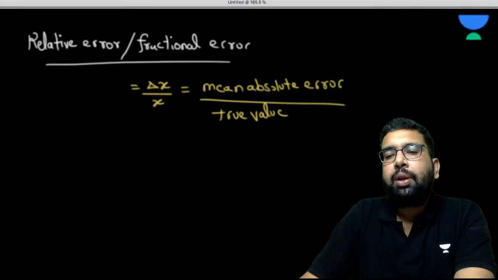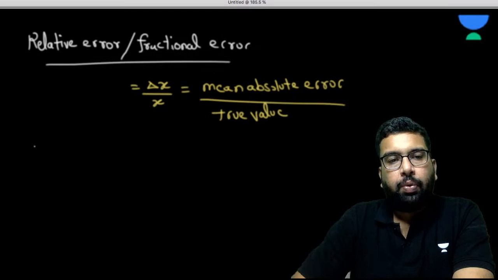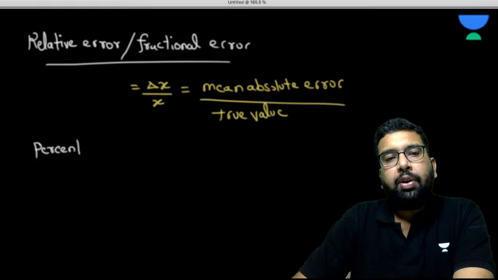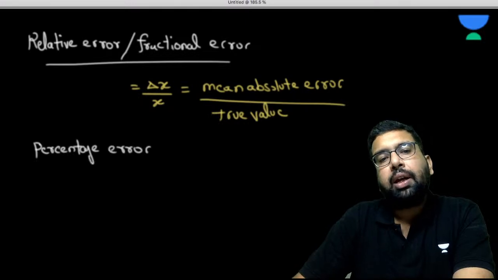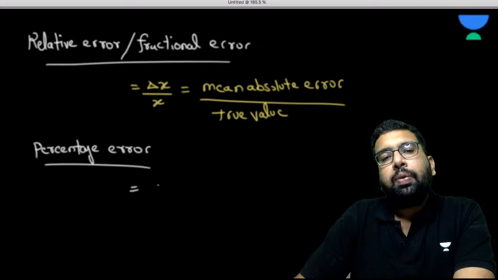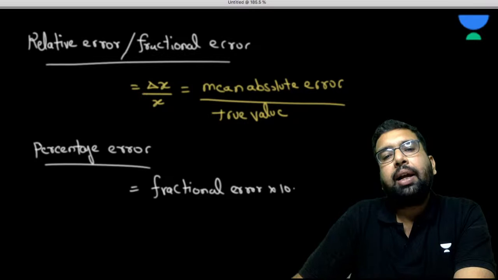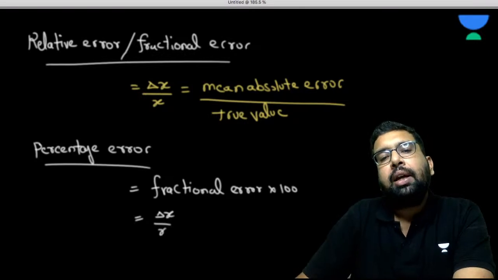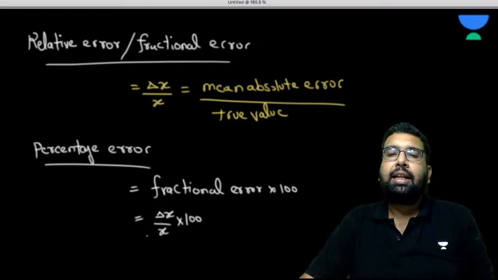Now we have something known as the percentage error. What is this percentage error? The percentage error is equal to the fractional error into 100. So we are taking the percentage of this fractional error, and we can write it as delta x by x into 100. This is going to be the percentage error in any measurement.